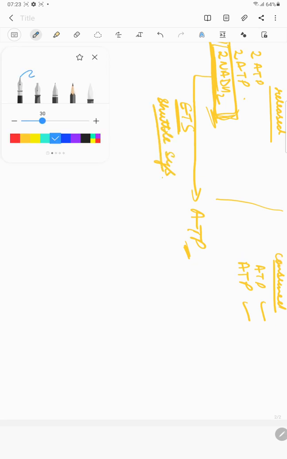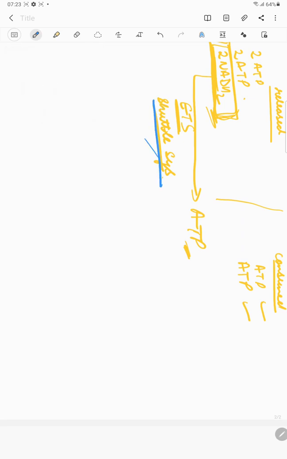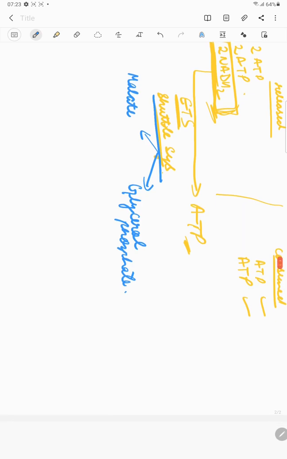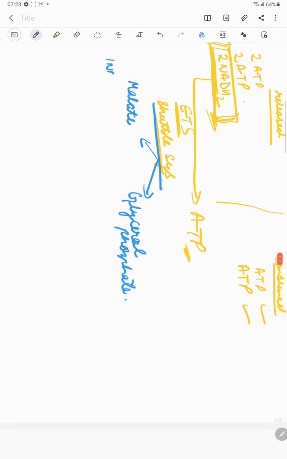Now there are 2 types of shuttle system. I have changed the pen so it would be more clear. Shuttle systems are of 2 types. The first is the malate one, and the other one is the glycerol phosphate one. Now, in the malate shuttle, 1 NADH2 is equivalent to 3 ATPs, and in the glycerol phosphate shuttle, 1 NADH2 is equivalent to 2 ATP.